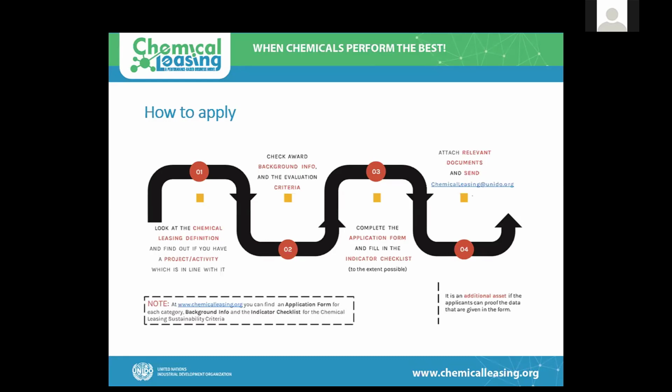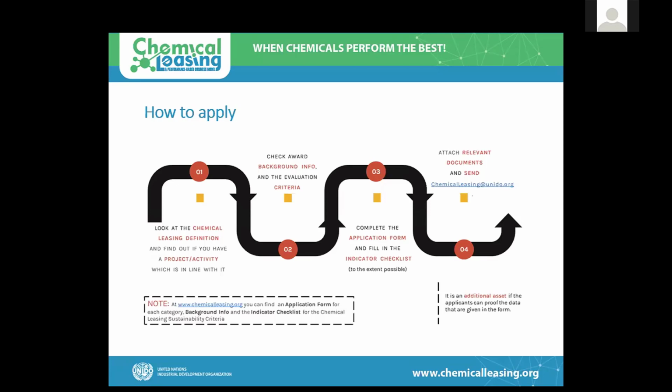You have to complete the application form. There will be application forms for the 3 main categories. And in each category, you can apply to the special award. So there are specific spaces that you have to fill in, whether you're a women-led initiative or a startup. And then you also need to fill in the indicator checklist.